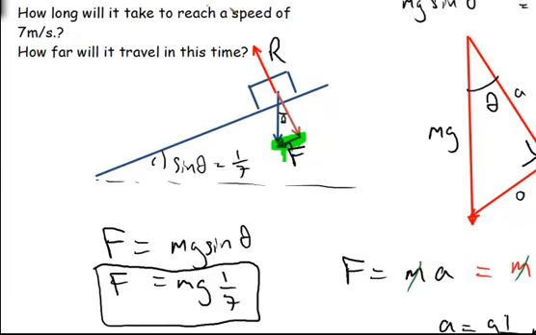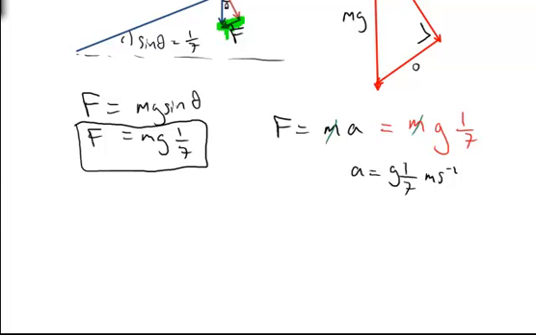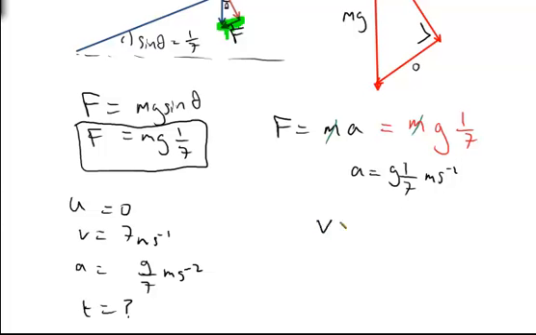Then we're asked to find out how long it will take to reach a speed of 7 meters per second. And we're into one of our UVAST questions. So we've got initial velocity is 0, final velocity is 7 meters per second. Acceleration is g over 7 meters per second squared, and we're looking for time. So go through the three equations, and the best one to use here is v is equal to u plus at.